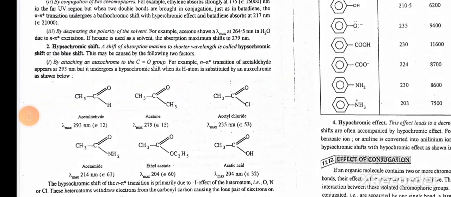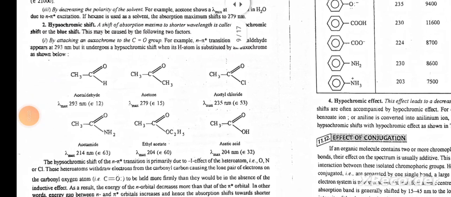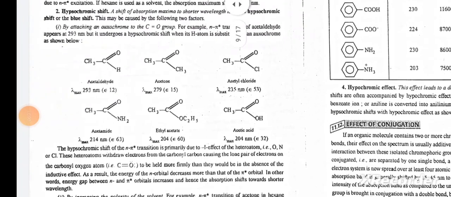Hypsochromic shift. A shift of absorption maxima to shorter wavelength is called hypsochromic shift or the blue shift. This may be caused by the following two factors. By attaching an auxochrome to the C=O double bond group. For example, the n to pi star transition of acetaldehyde appears at 293 nm, but it undergoes a hypsochromic shift when its H atom is substituted by an auxochrome as shown below.